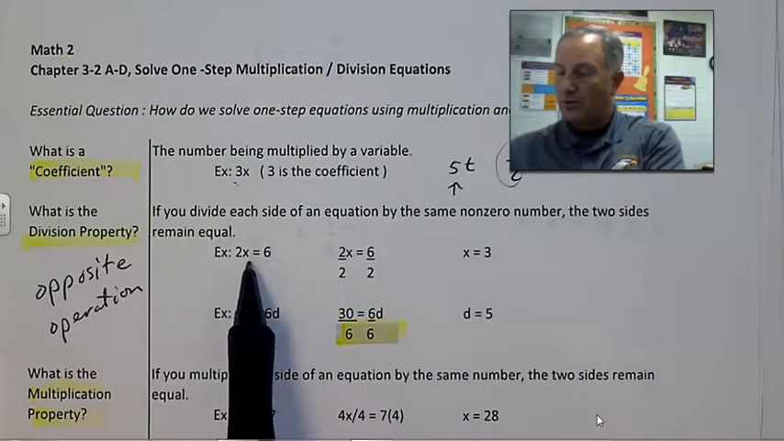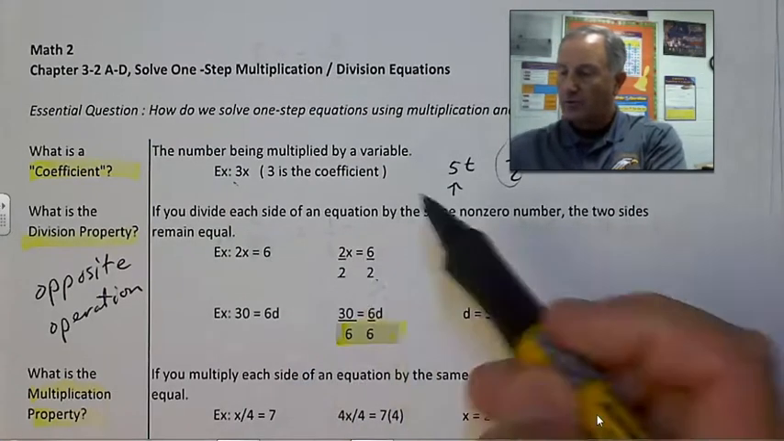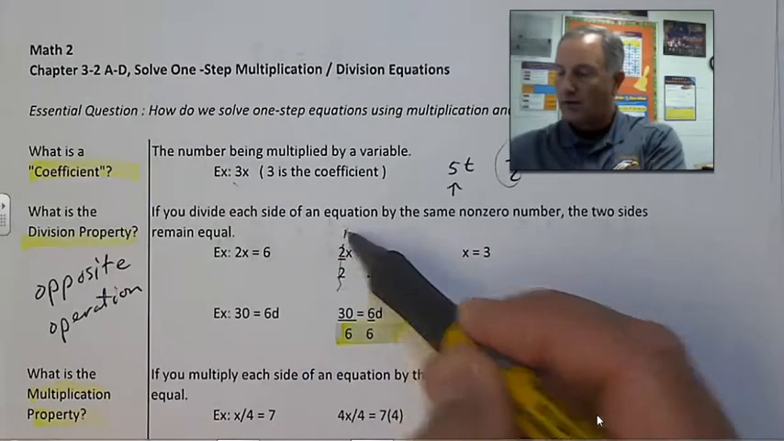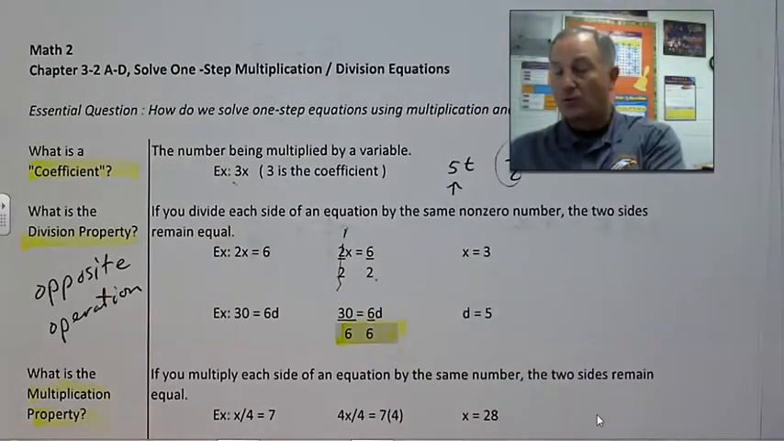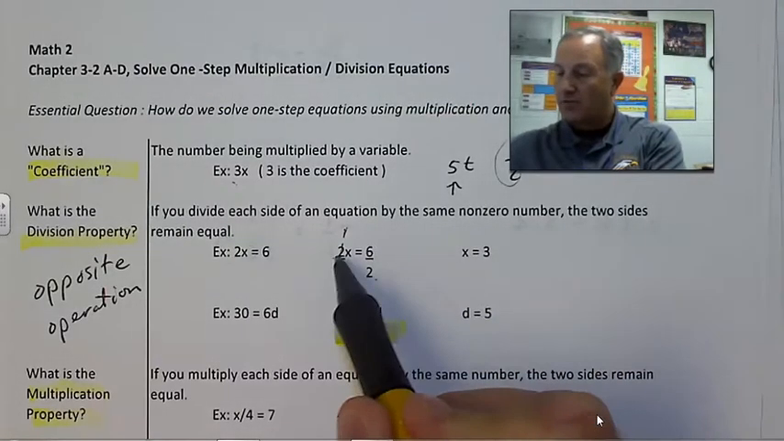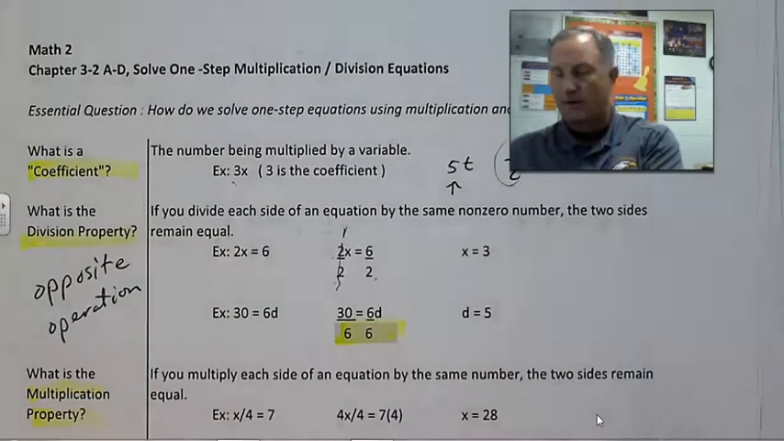So if I have 2x equals 6, and I divide both sides by 2, 2 over 2 cancels to 1. I get 1x, and 6 divided by 2 is 3. Notice here, we had multiplication, and what did we do to get the x by itself? We divided. Opposite operation.